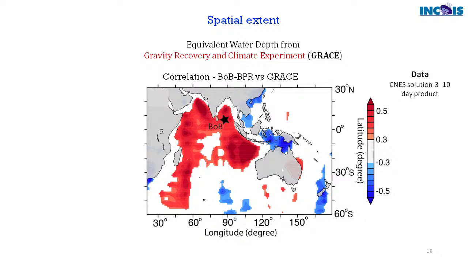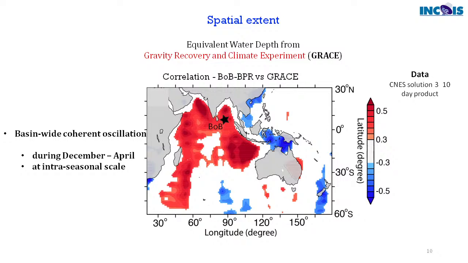And here evolved the basin-wide structure of the barotropic sea level variability observed by these BPRs. It covers the entire tropical Indian Ocean. This means during December to April at intraseasonal time scale, the entire tropical Indian Ocean goes up and down synchronously. And this is spatially one of the largest sea level variabilities ever observed in the global ocean. You can see the entire Indian Ocean is positively correlated, so the entire Indian Ocean goes up and down, and our three BPRs were located in this pattern.